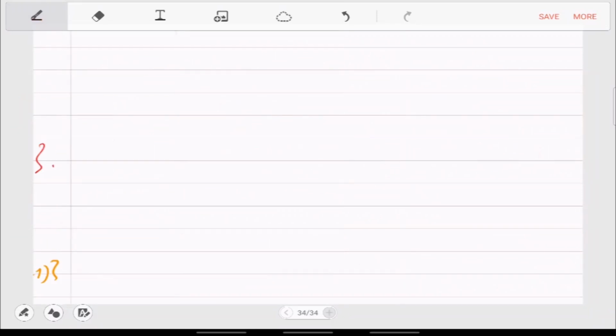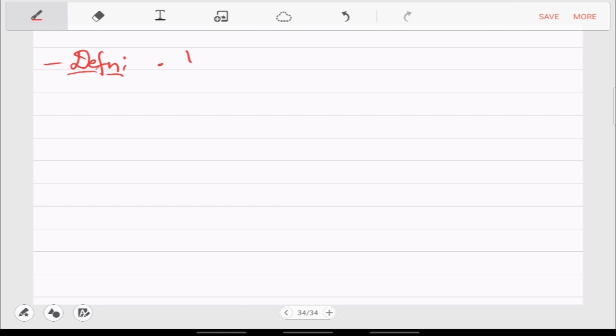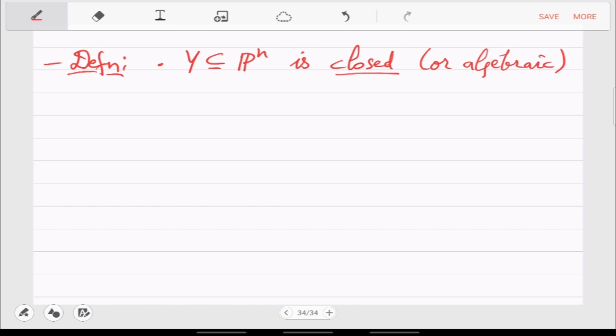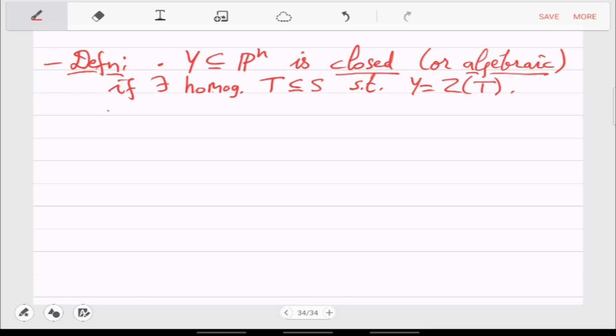Yeah, so that's the definition of closed set, as you can imagine. A subset Y in the projective n space is called closed or algebraic if there exists a homogeneous subset T of the polynomial ring in n plus 1 variables such that Y is equal to the zeros of T, with the understanding of projective Z. And for closed Y, the complement is called open.